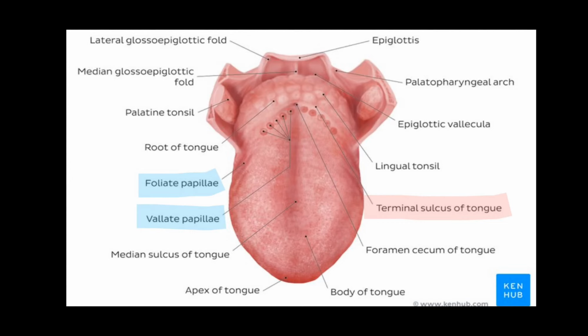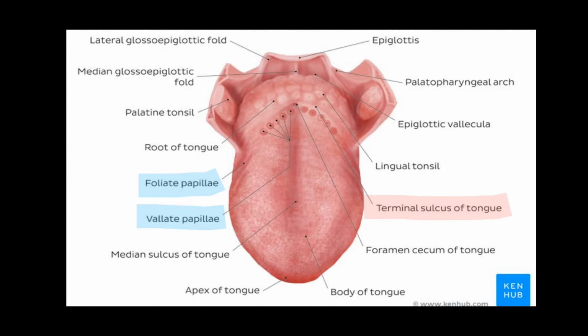Hi everyone. In this video we will be discussing all the things about the tongue. Basically its parts, its development, its nerve supply, its lymphatic drainage and the muscle supply. So first, discussing the structure of the tongue.